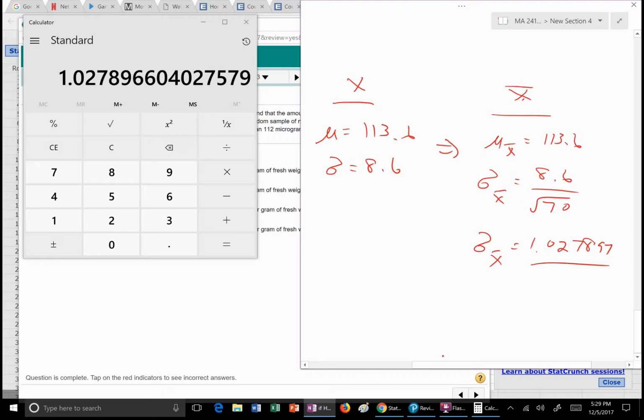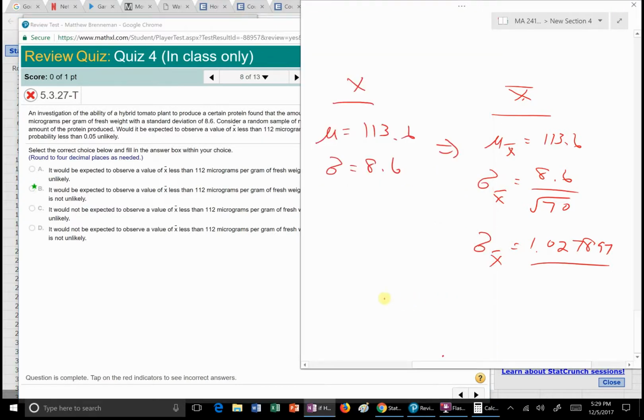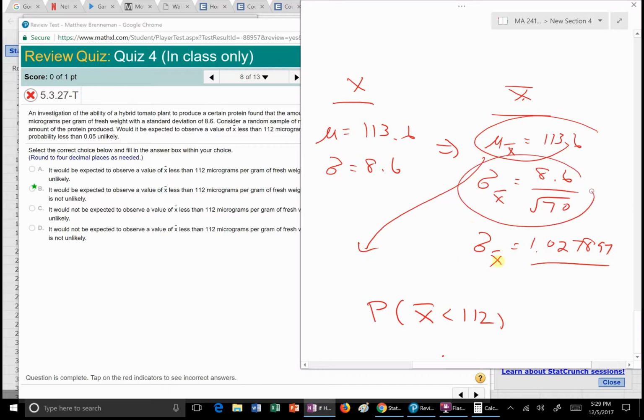So how likely, remember what that is, that's talking about a percentile, right? So how likely is it to find a value less than 112? So we want to know what is the probability that X bar is less than 112, given that its mean is 113.6 and its standard deviation is 1.0278. Okay. And we can put this all into StatCrunch now.